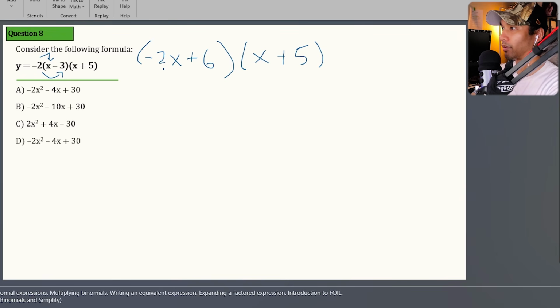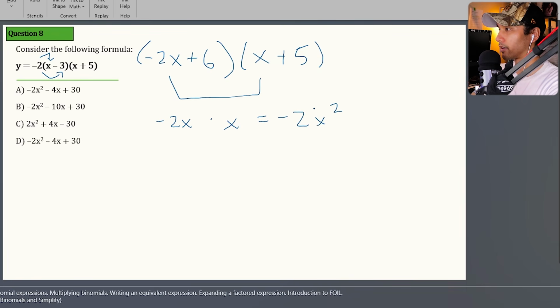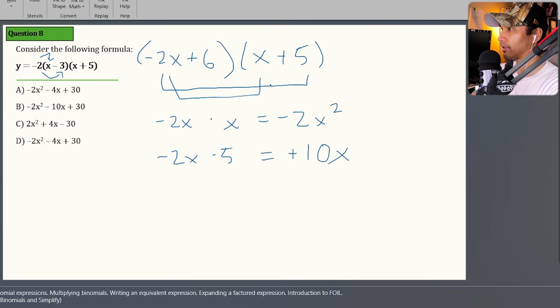Okay, so let's go ahead and FOIL. Negative 2x times x equals negative 2x squared. And then negative 2x times 5, right? Did I do that right? Yes, I did do that right. Negative 2x times 5 equals positive 10x. Oh wait, I'm sorry, that does not equal positive. I thought that was a negative I wrote down.